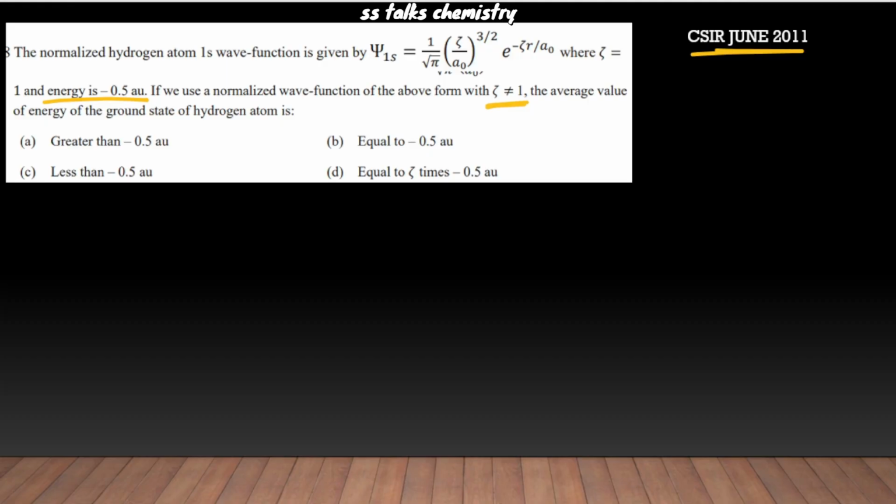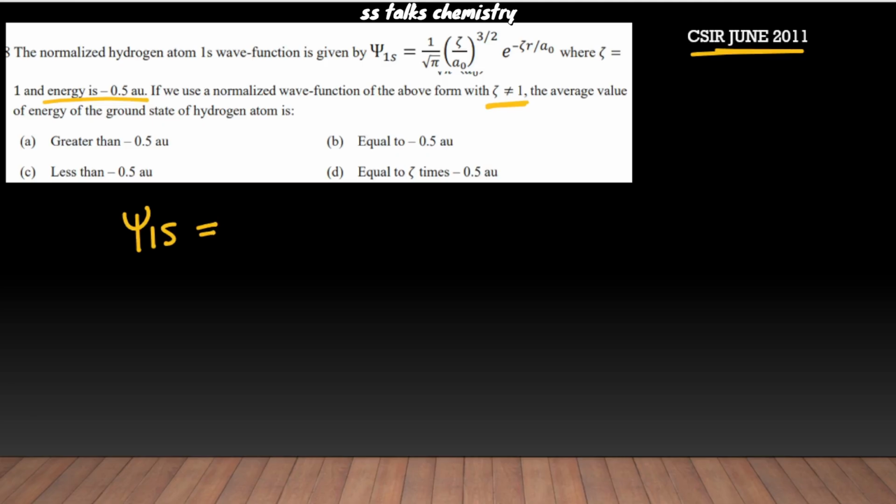So what scenario is given? A wave function of the 1s orbital is given. Corresponding to this, if we keep the xi value as 1, the energy we get is minus 0.5. What if this xi value is not equal to 1? In that case, what is going to be the energy value? For this, we should know the formula for the energy and the corresponding wave function for which we get this energy term.